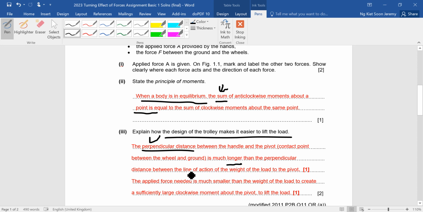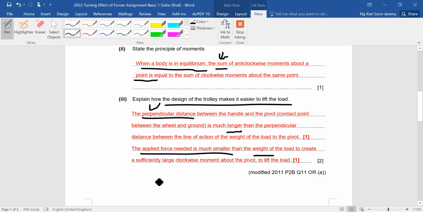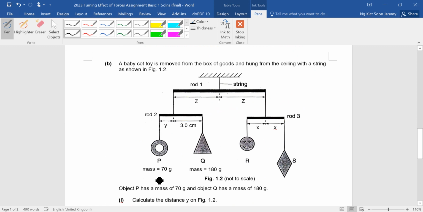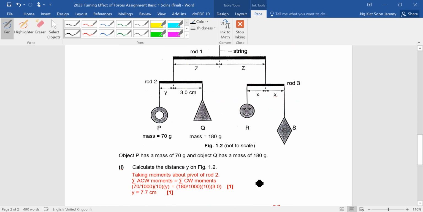And because this line is very long, therefore the force needed can be much smaller than the weight, right? Because the weight has a short perpendicular distance, the moment it creates is small, right? So you can have a smaller applied force for you to go against the weight's moment, right? Okay, moving on. Right, this question, calculate the distance y. Alright, this one is not too badly done, right? So I think no issue here.